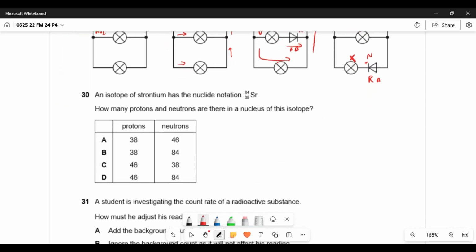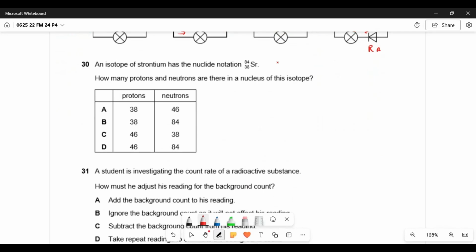An isotope of strontium has a nuclide notation 38. So atomic number is 38, meaning number of protons is 38, number of electrons is 38. Number of neutrons we will find by mass number minus this. So 84 minus 38 gives me 46 neutrons. So protons 38, neutrons 46. So we have this option.